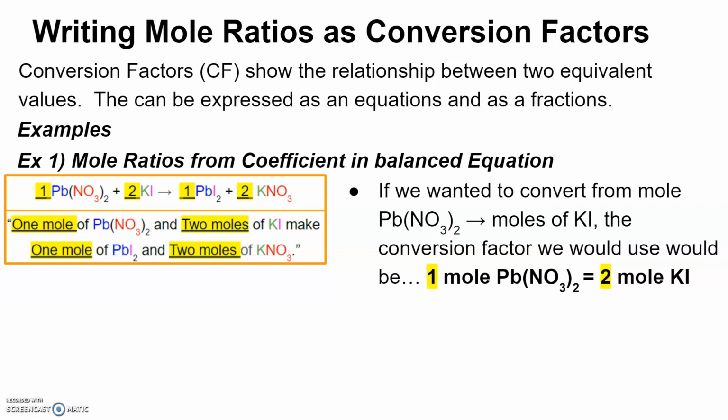Let's say we wanted to convert from moles of lead nitrate, PbNO3, to moles of potassium iodide. The conversion factor in that case would be 1 mole of lead nitrate is equal to 2 moles of potassium iodide. So how did I get that?